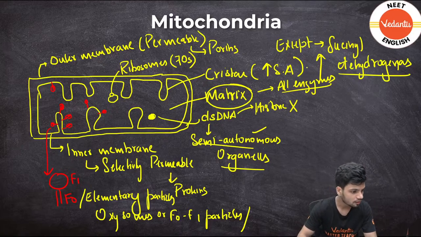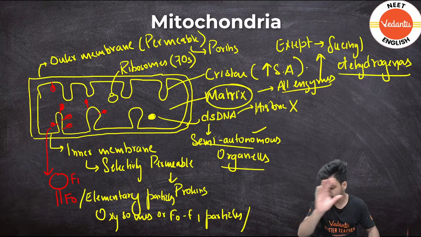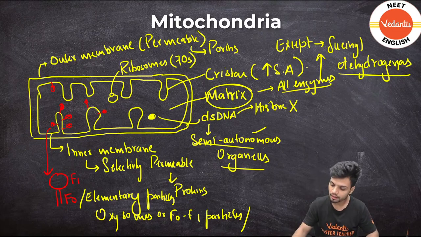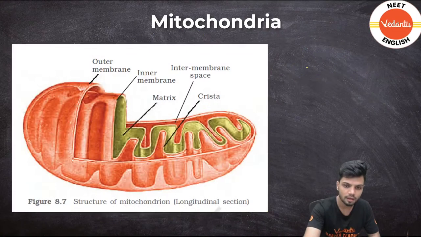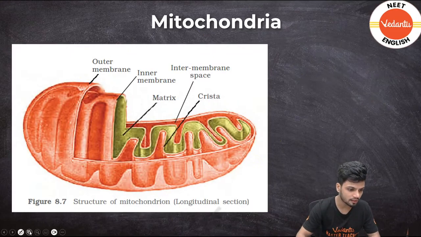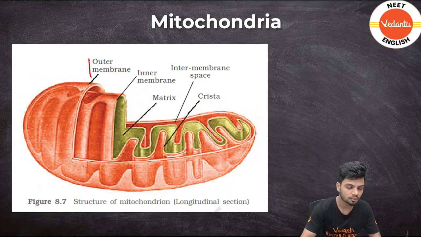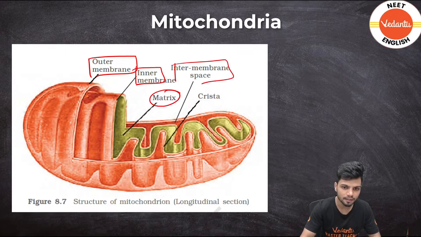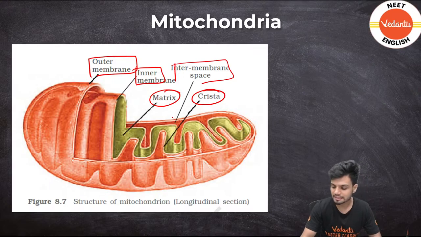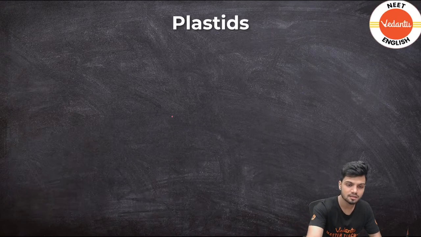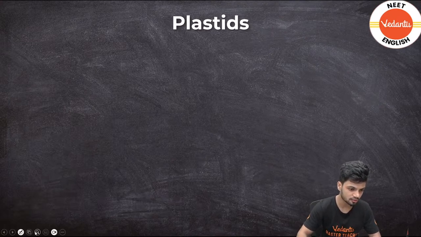Clear? Any doubt in this entire structure? No doubt? Amazing. See here, outer membrane, inner membrane, intermembrane space is also present. Matrix and cristae. And this double-stranded DNA is circular in nature.